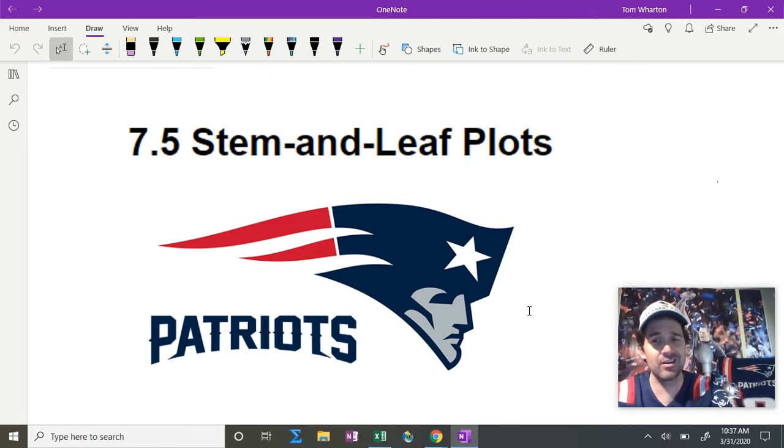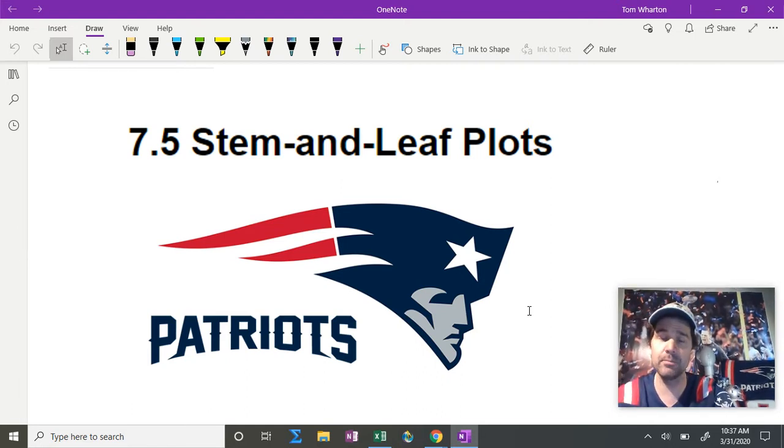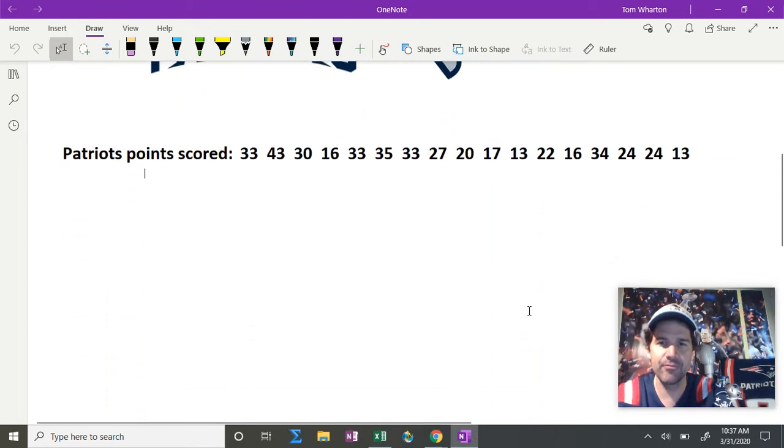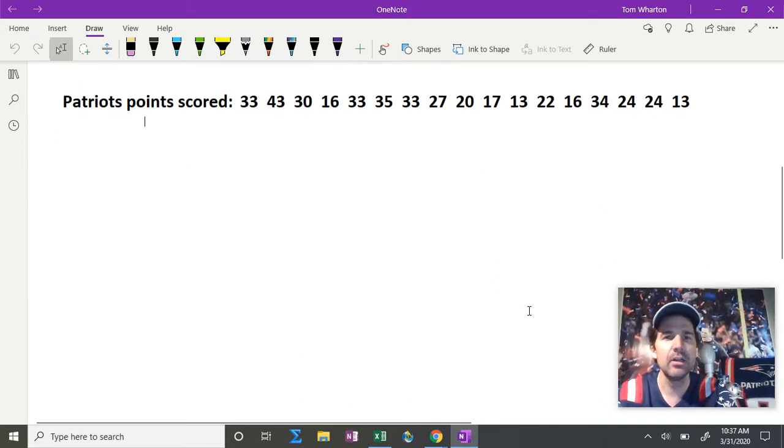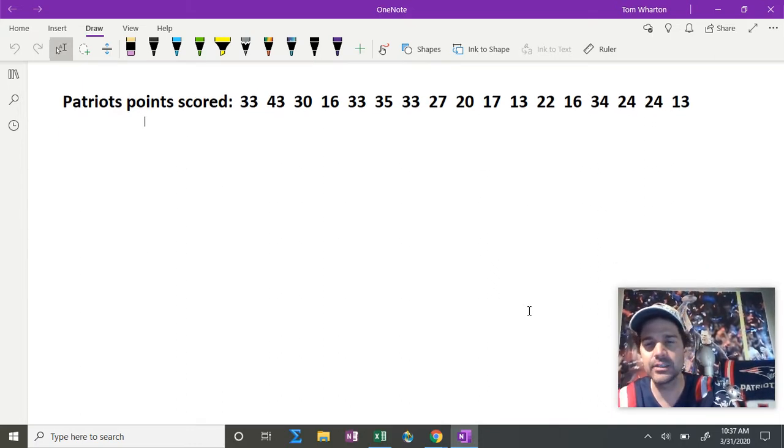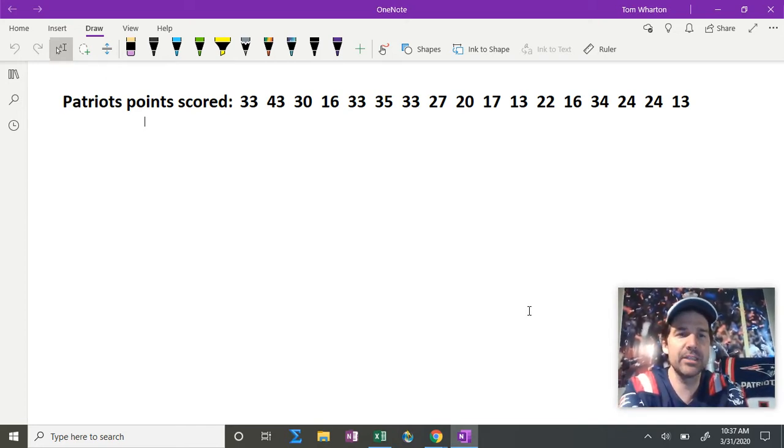So we're going to be talking about the Patriots and how they did this past season, as far as the number of points they scored versus the number of points that their opponents scored. So let's look at the data. I've written down the data here for all the 16 regular season games and that unfortunate playoff loss. And let's make a stem and leaf plot.